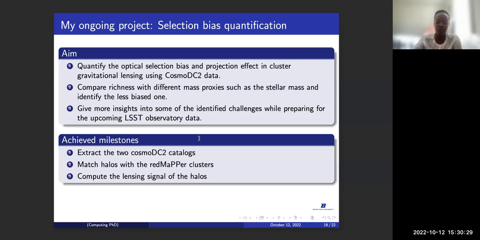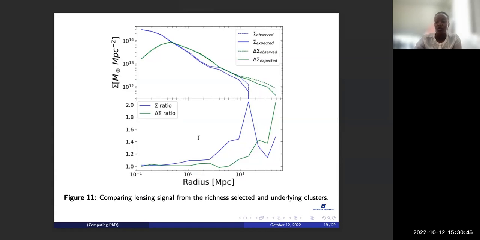So far I've been able to extract the two cosmological catalogs, match the two catalogs, that is the halo and the redMaPPer clusters, and compute the weak lensing signal from the halos. So this plot shows what I've done so far, obtaining the two cluster catalogs and then computing the weak lensing signal.